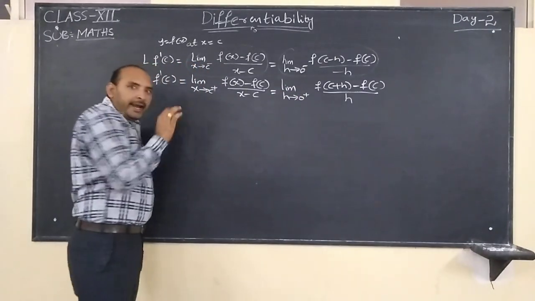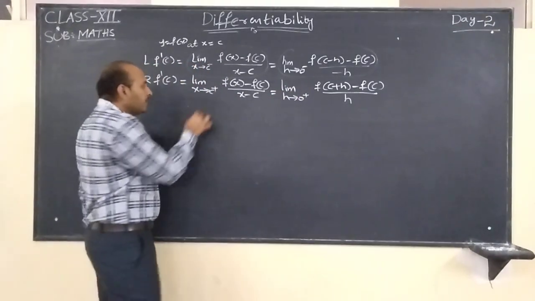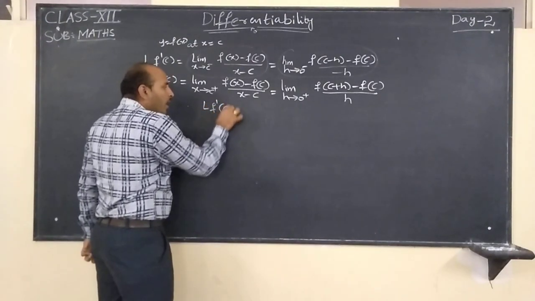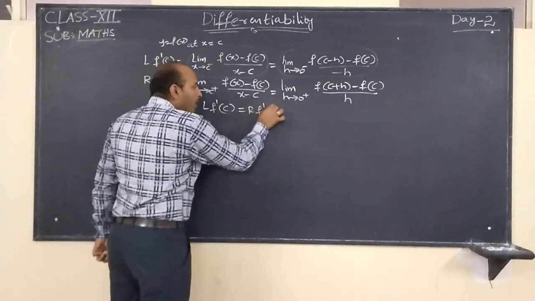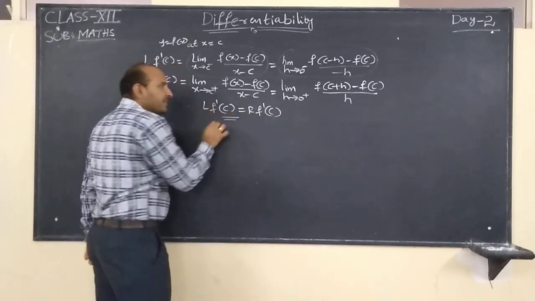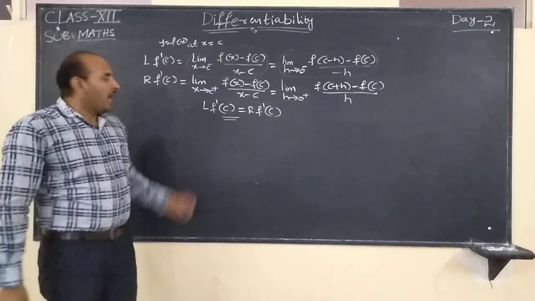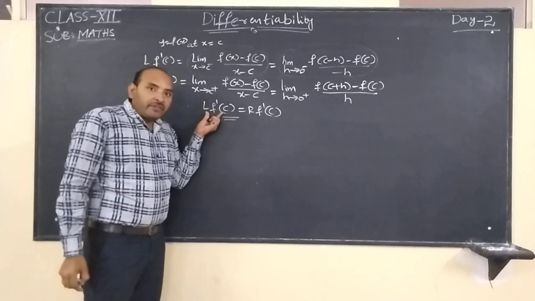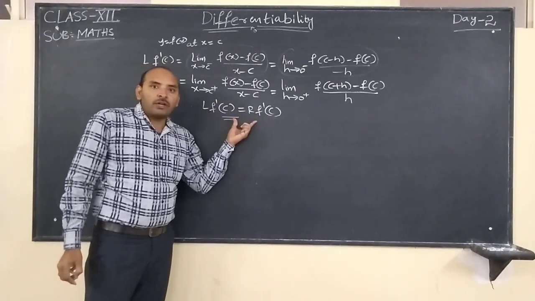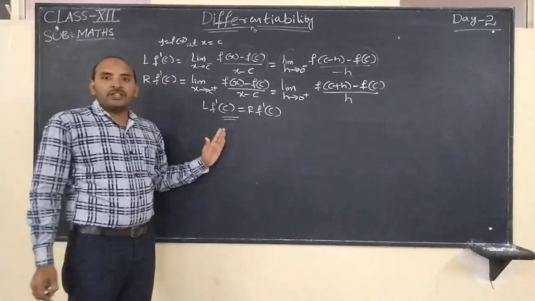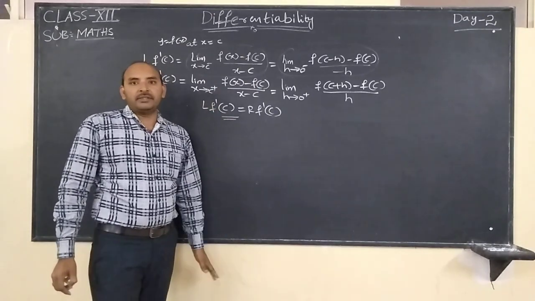If the function is differentiable at the point, the left derivative value and the right derivative value must be equal, then we say the function is differentiable at C. Otherwise, if the left derivative and right derivative are not equal, the function is not differentiable at that particular point.